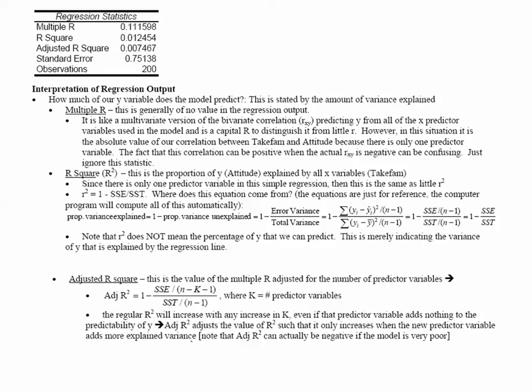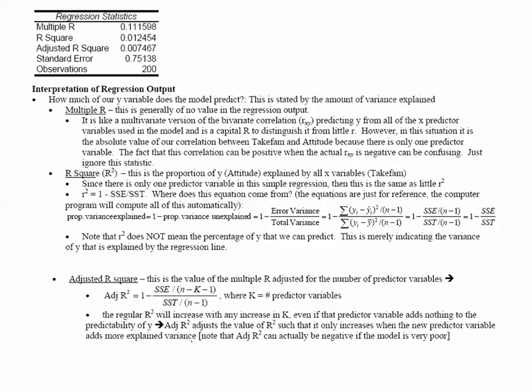Note that the R squared does not mean the percentage of y that we can predict. This is merely indicating the variance of y that is explained by the regression line. So in this case, our R squared is 0.012. That's 1.2% of the variance in y that can be explained by the variance in x. So there's more than 98% of the variance that we can't explain.